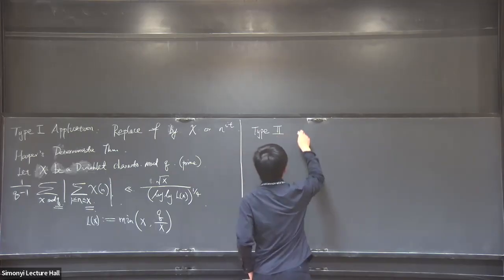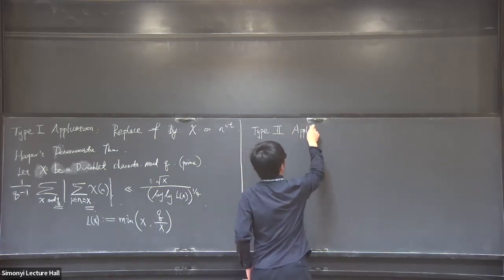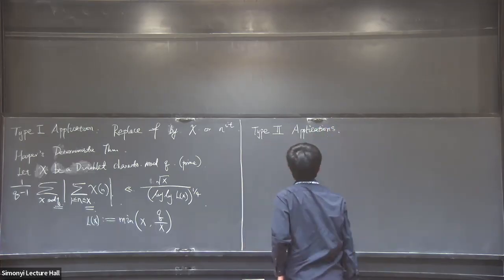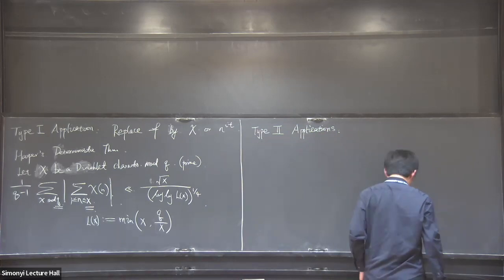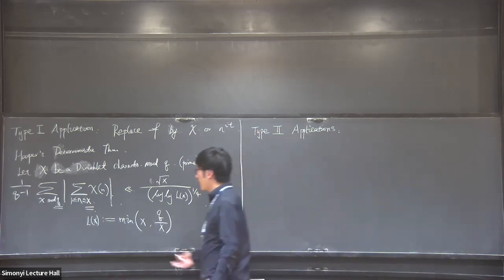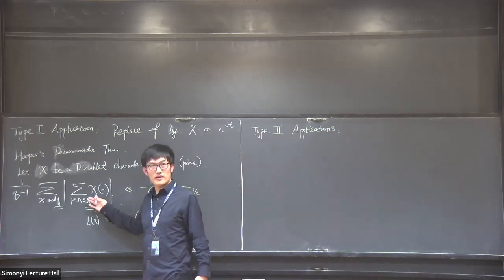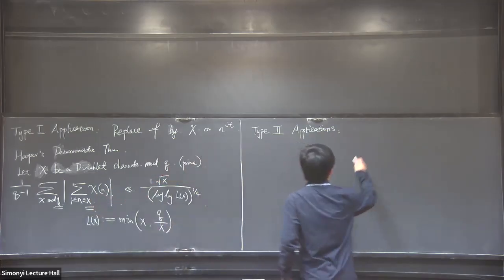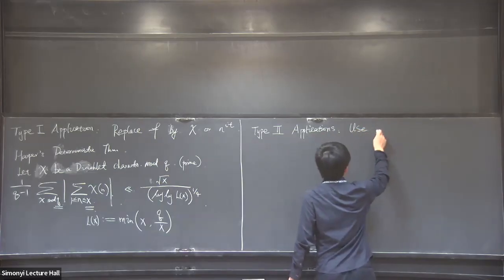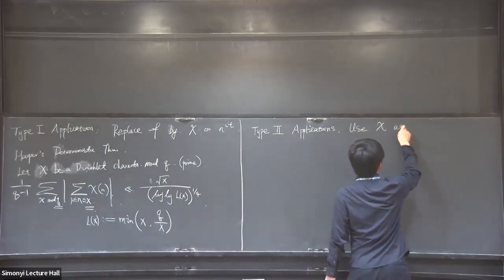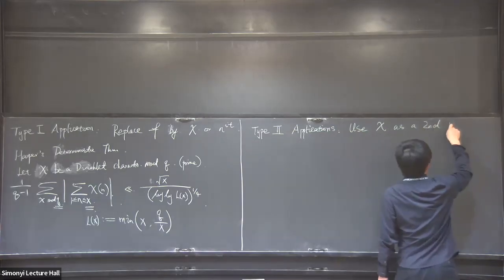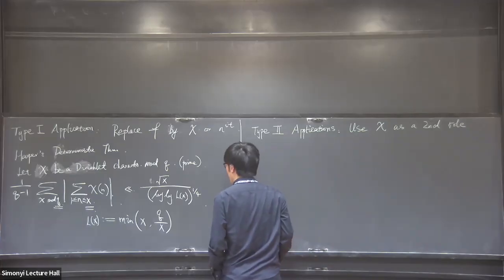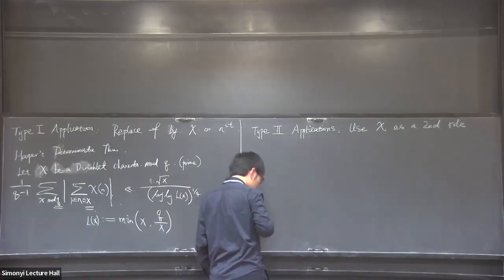I will mention the second type of application of this result. So it's more like, instead of chi being the object you are really interested in, you use chi as a kind of a tool. I don't know how to summarize, but I'll give you an example. Use chi as a second role, and it's not really the object you want to study. So I give you an example, which is the following.